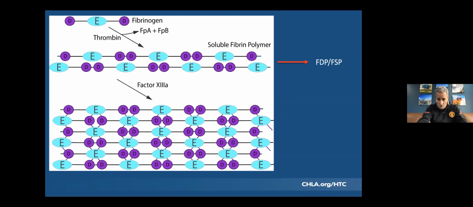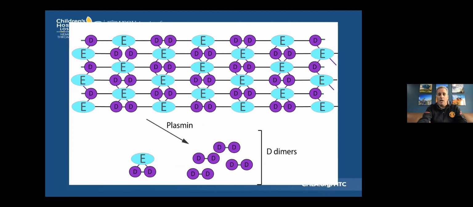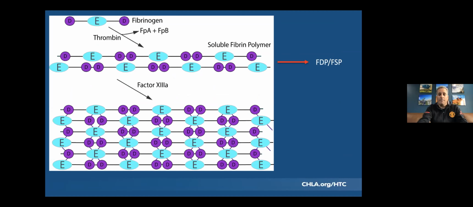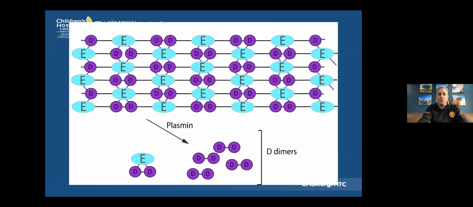And from here, when those get broken down, you can get the fibrin degradation product, or fibrin split product. The next step is factor 13 cross-links the fibrin clots, and then plasmin will dissolve them. Before the cross-linking, you see those double Ds at the top there, they get split up. But once they're cross-linked by factor 13 and then cut, you get these double D fragments, which are the D-dimers.